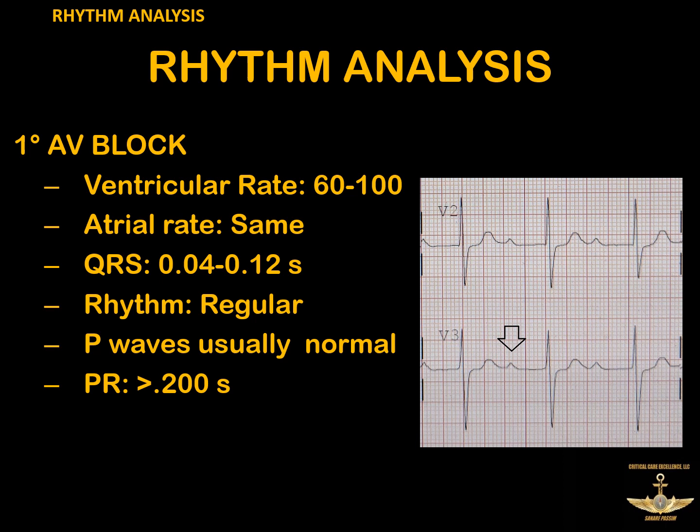So the QRS complex should be about the same width as it normally is. The rhythm will be regular. The difference is, and the P waves will be normal, the difference is the PR interval is going to be greater than 0.2 seconds or 200 milliseconds. So you see our example over here.